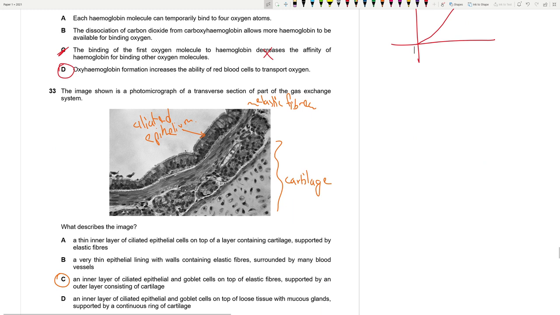33. The image shown is a photomicrograph of a transverse section of part of the gaseous exchange system. So I'm going to teach you guys. Do you see this? This is the cartilage. How am I figuring this out? Look at the lacuna. These are the lacuna of the cartilage. This is probably the C-shaped cartilage in the trachea.